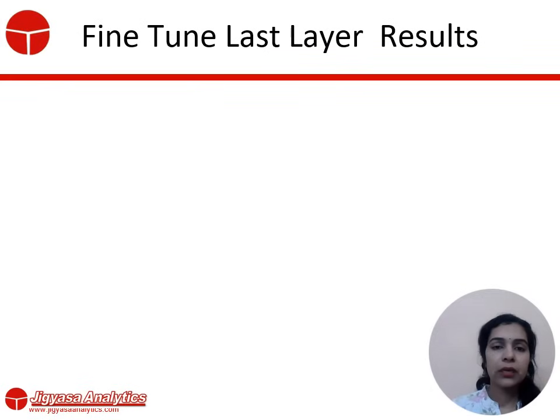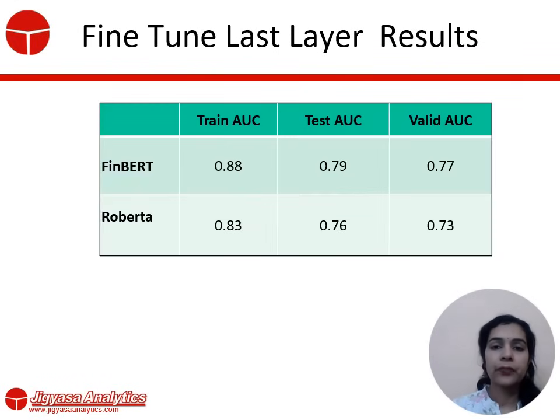To analyze the impact of fine-tuning the last layer, we have used two models, Finbert and Roberta. They are lightweight models. Finbert outperforms Roberta across all three stages of evaluation. Finbert achieves an AUC of 0.88 on training data, while Roberta is slightly lower at 0.83. Finbert scores 0.79 on the test dataset, while Roberta has a test AUC of 0.76. In the validation dataset, Finbert maintained a higher score of 0.77, while Roberta has 0.73.